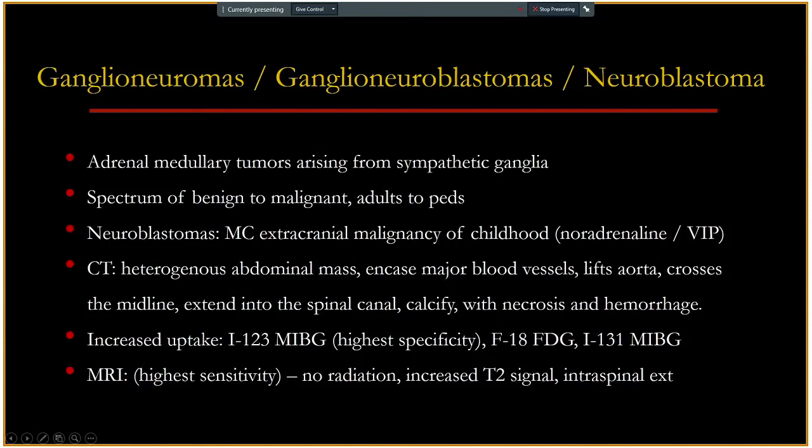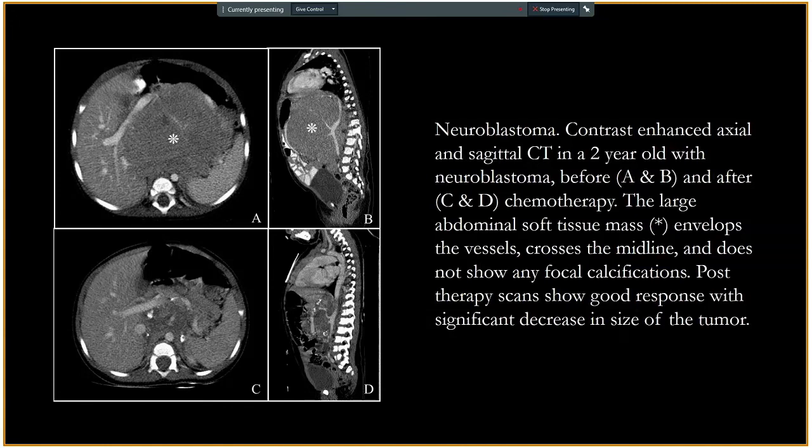Here is an example in a pediatric patient of neuroblastoma. On the transaxial image, you can see that there's a large tumor which encases the vessel that we see here in the sagittal image, lifts the aorta off the spine, and crosses the midline. We don't see any calcification or hemorrhage in this tumor. After treatment, you can see that it has decreased in size significantly on the transaxial image and here on the coronal image or the sagittal image.